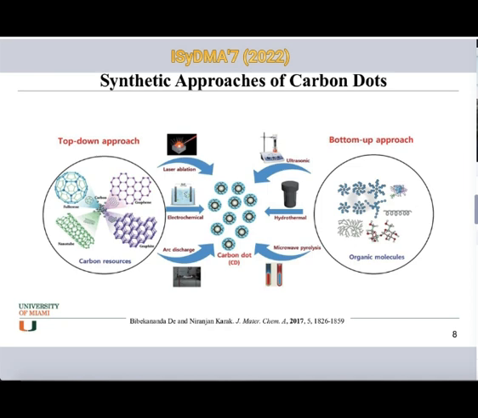The other approach is the bottom-up approach. In my lab, we have used both approaches, but mainly the bottom-up approach, because we can purify our carbon dust at a very high level, and that's important for reproducibility of the results. Bottom-up means starting with small molecules, and we use ultrasonic, hydrothermal, or microwave pyrolysis to make these carbon dust.